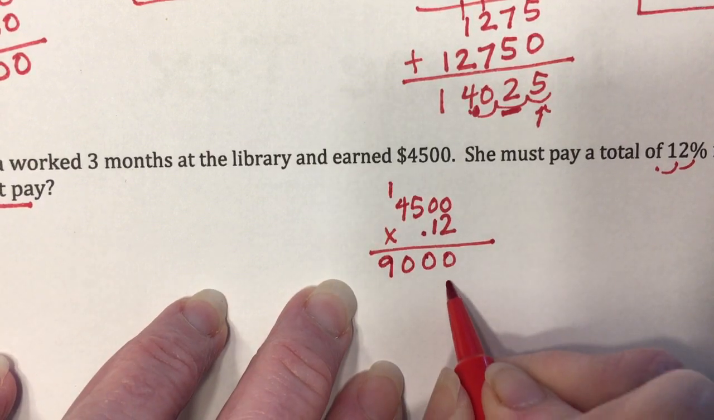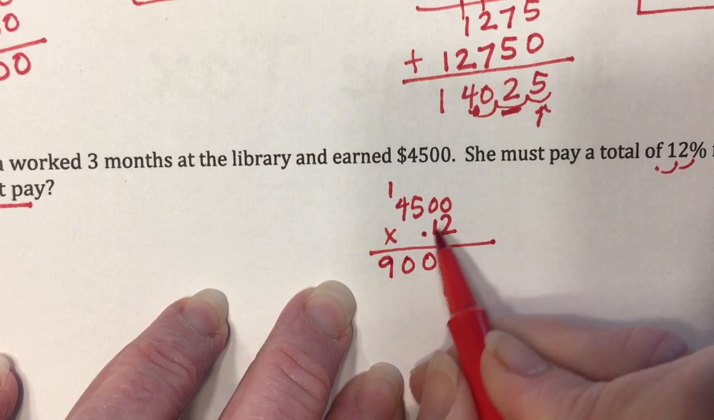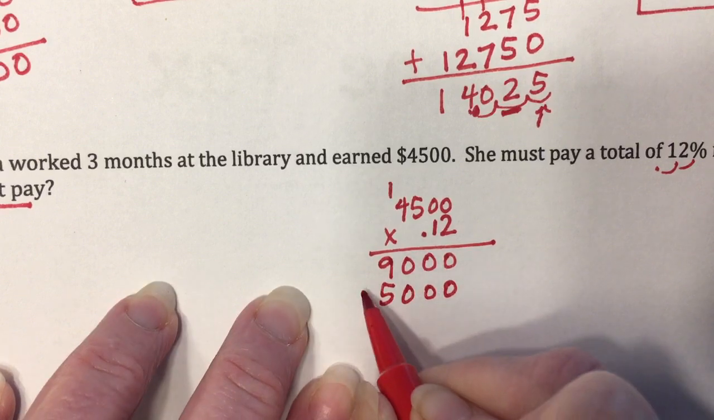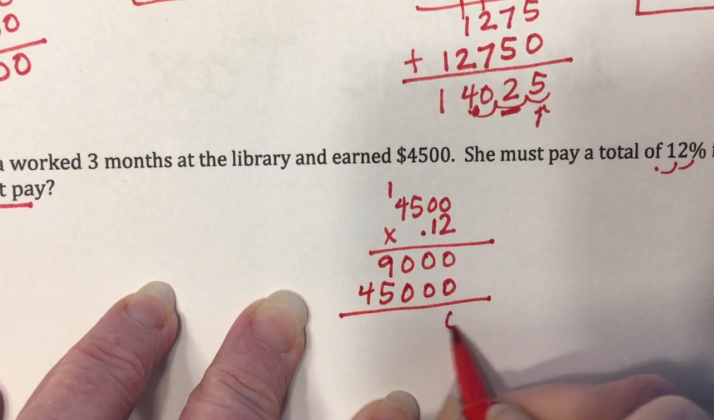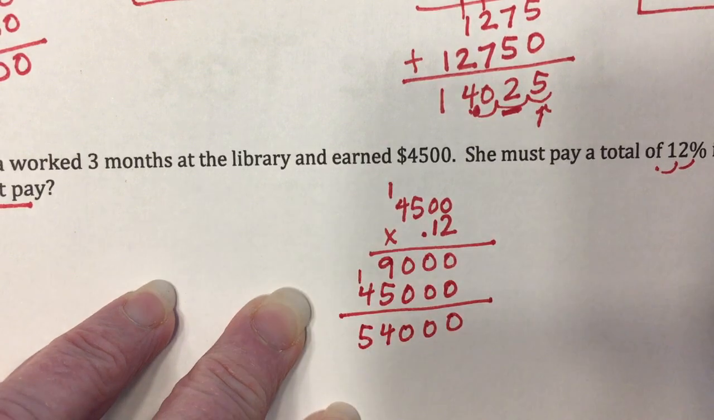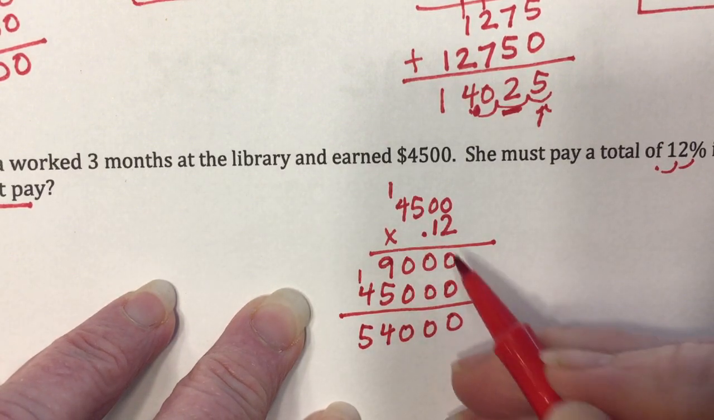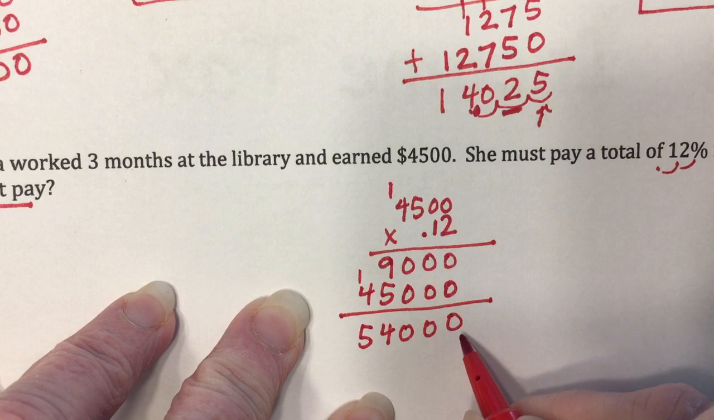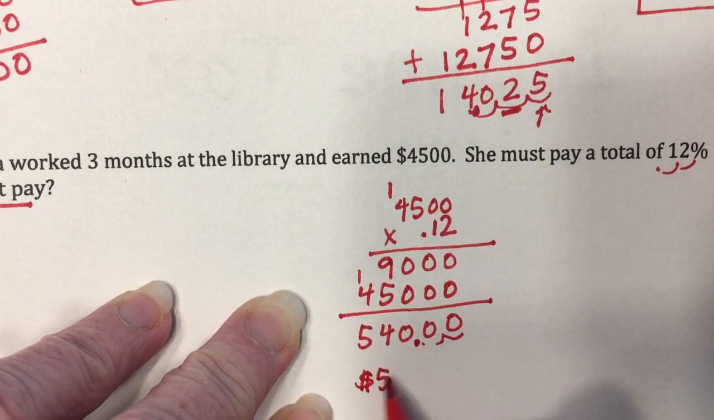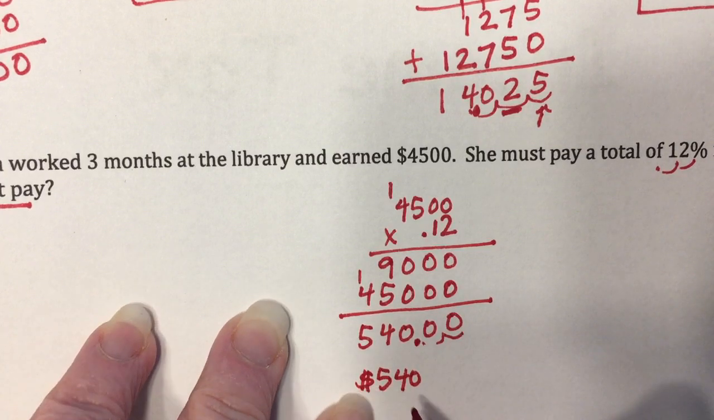I'm going to start my second row with a 0. 1 times 0 is 0, 1 times 0 is 0, 1 times 5 is 5, 1 times 4 is 4. All right, when I add these up, 0, 0, 14, carry 1, 5. All right, again, check your decimal place. There's 2 decimal places here, so I'm going to have 2 decimal places here. So this is $540, but what is that amount?